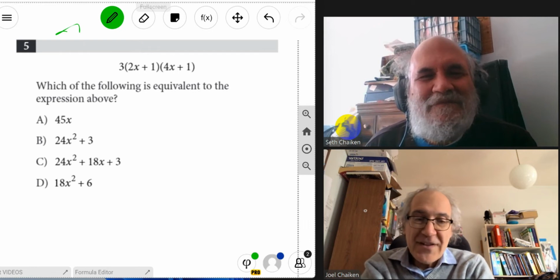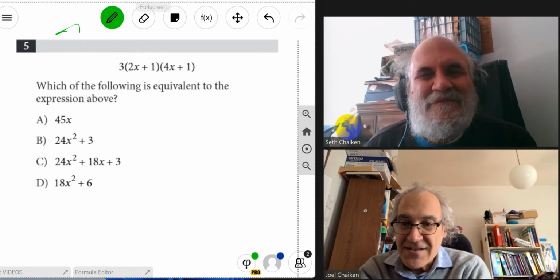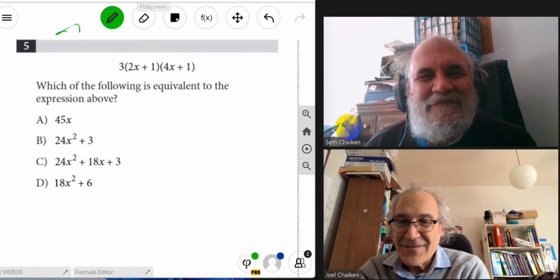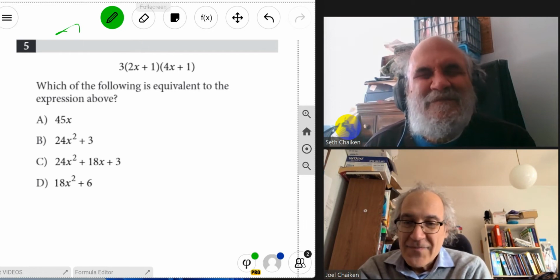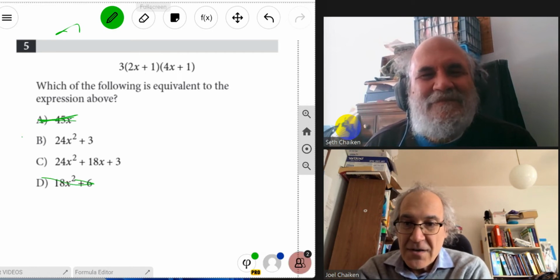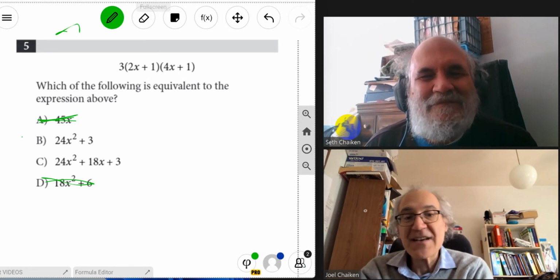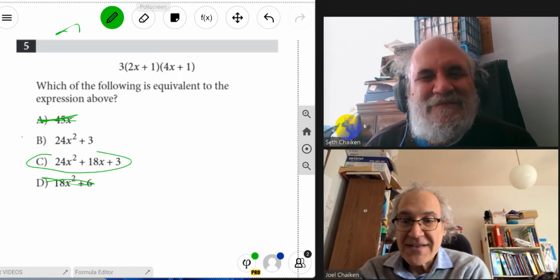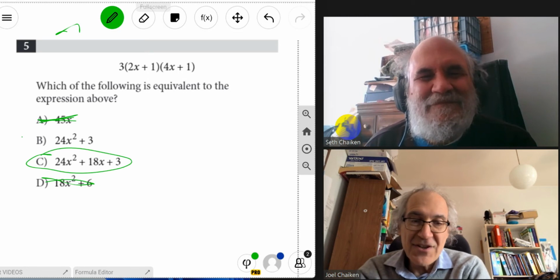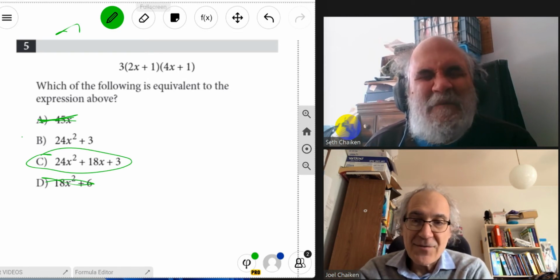Just sort of FOIL it out. You can look at the different expressions. It's pretty clear that this is no way. 45x, no way. Looks like the leading coefficient is going to be 24. As Seth and I looked at this just for a second, I know we cheated. This is the only one that makes any sense, because it's the only one that includes all the terms. You're more than welcome to FOIL it out, but that's sort of a waste of time.